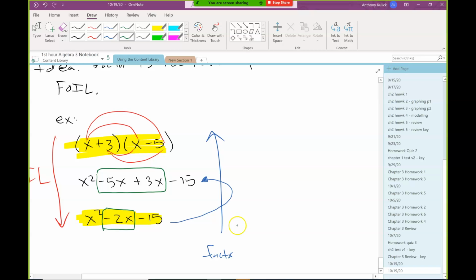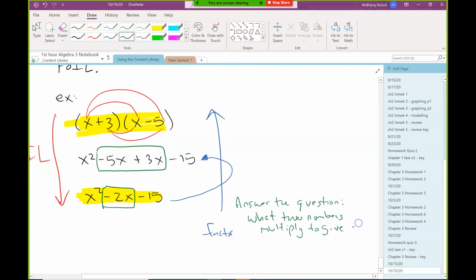The way we do this is we need to answer the question, what two numbers multiply to give AC and add to give B. So what do I mean by A, B, and C here? I'm talking about the coefficients from our standard form polynomial.